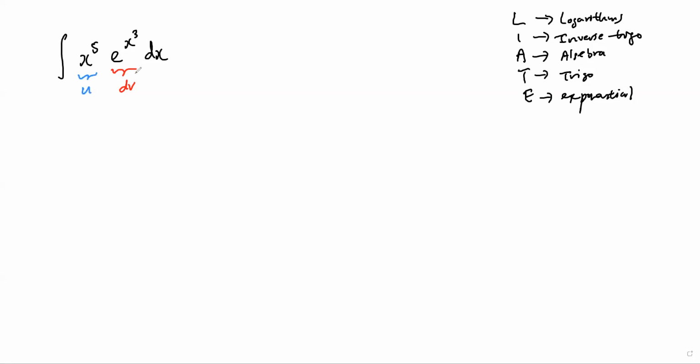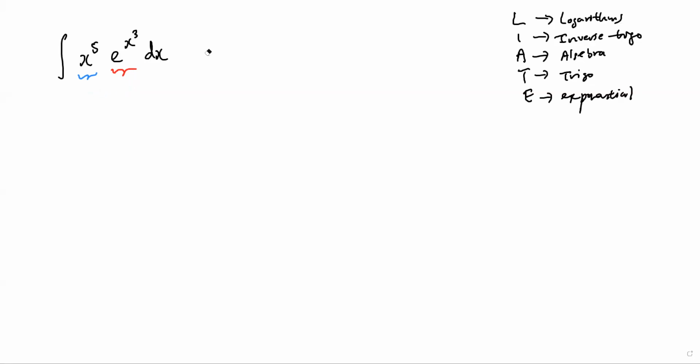Because as a rule of thumb, we should let the one that is easier to integrate be dv. But then again, if you look at e to the power of x cubed, it doesn't really look easy to integrate. In fact, I'm not too sure how to integrate e to the power of x cubed and express it as an elementary function. It doesn't have an elementary antiderivative. So letting this be dv seems to be a bad idea. Why not we switch? So let's switch.